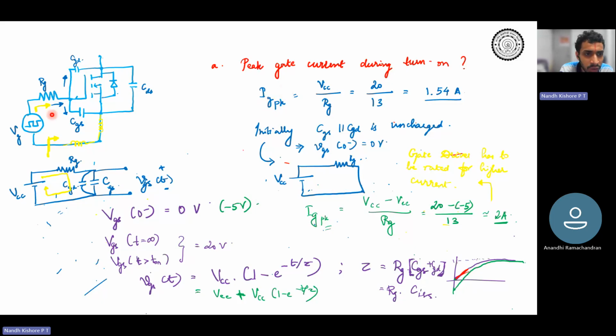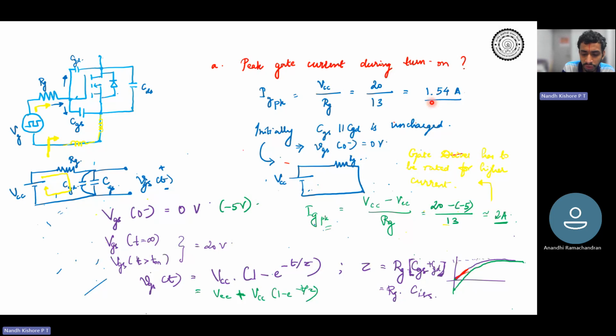This current is drawn from the supply, right? It is coming from VG, or practically, when we do it, it is coming from the gate driver. So your gate driver IC has to be rated for a current which is more than this 1.54 amperes, or whatever the current is. So your gate driver has to be rated for more current. That is why, in any gate driver data sheet, they specify the current rating of the gate driver. So you have to make sure that your gate driver satisfies the current rating.